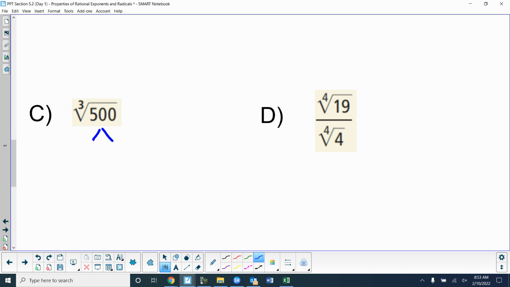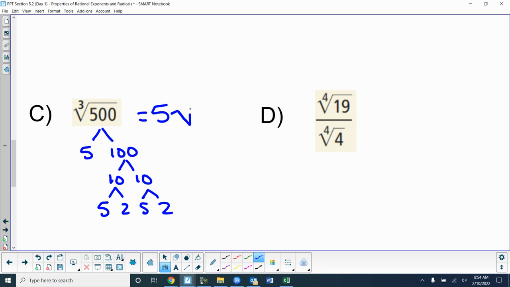So, I would do 5 times 100, 10 times 10, 5 times 2, 5 times 2. What am I looking for? I see 3 5s. So what number can I pull out front? 5. Cube root. What's left? 2 and a 2. 4. Okay. With me on that one?